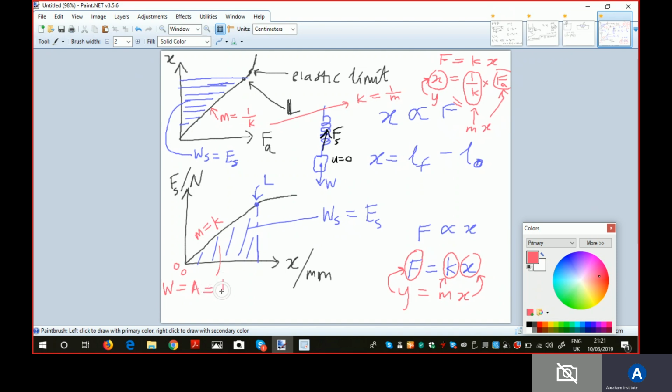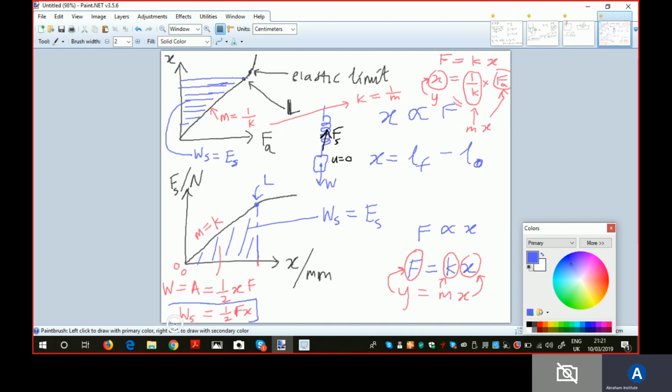So the area, which is equal to the work done, is equal to the area of a triangle, which is half into base into height. So let's call it x into F. If you have a graph like this, the work done on the spring or the elastic strain energy in the material is equal to half Fx. I just rearranged the equation. Can you see I switched these two? So you should know this equation. Got it? Yes. And you should know which area.